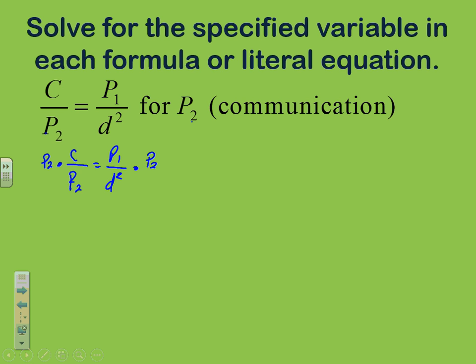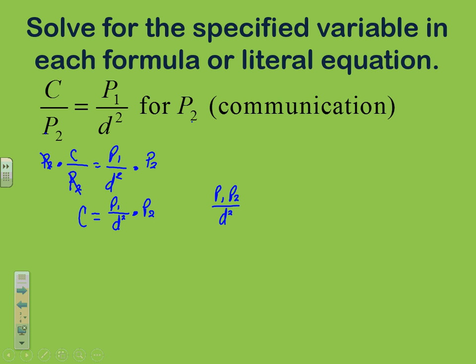And so here on the left side, if I have a p sub 2 in the numerator and a p sub 2 in the denominator, those simplify to just be 1. And that will give me c is equal to p sub 1 over d squared times p sub 2. Now you could write it as p sub 1, p sub 2 over d squared, but I want to keep it separate for demonstration purposes because we're trying to get the p sub 2 by itself.